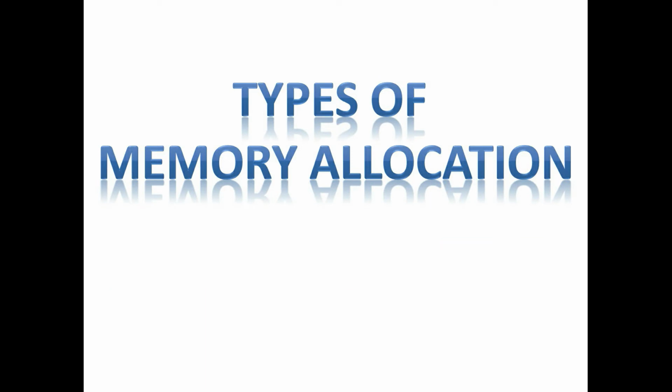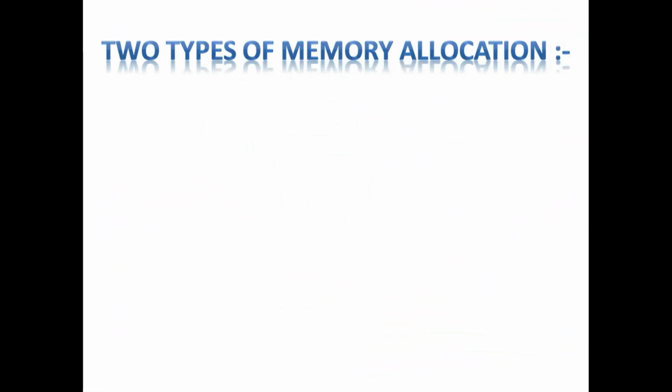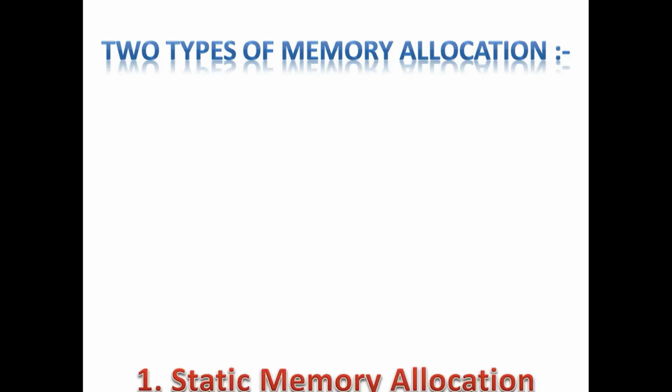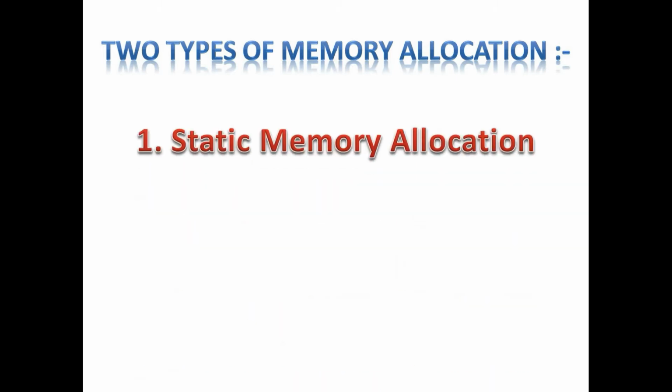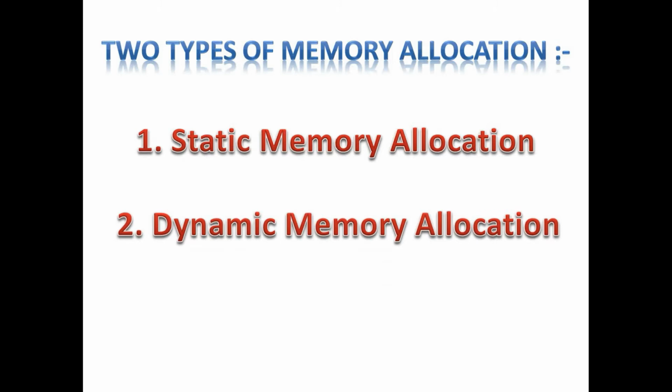Today our topic is types of memory allocation. Basically there are two types of memory allocation in computer science. One is static memory allocation and another one is dynamic memory allocation. Now let's start with the static memory allocation.